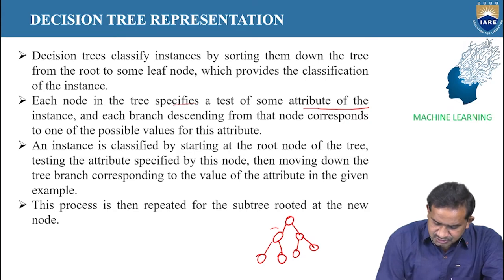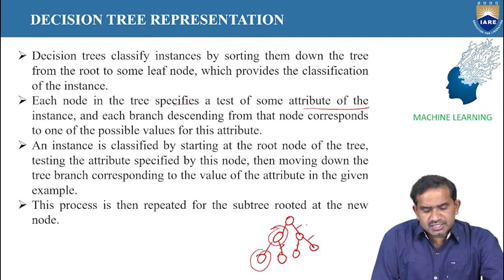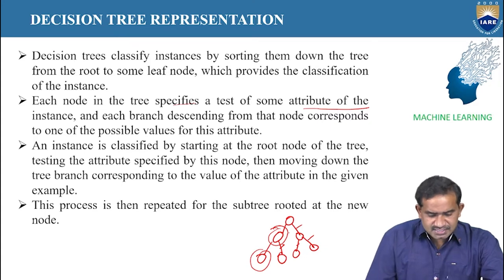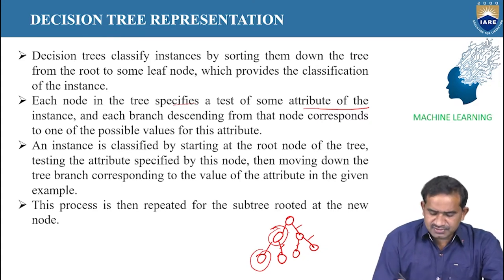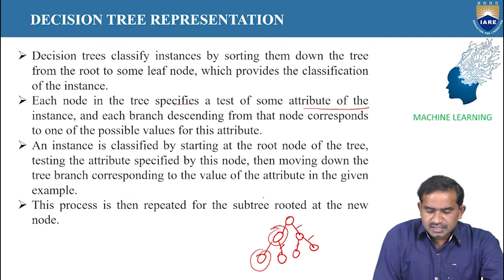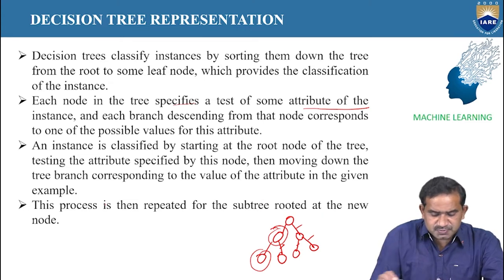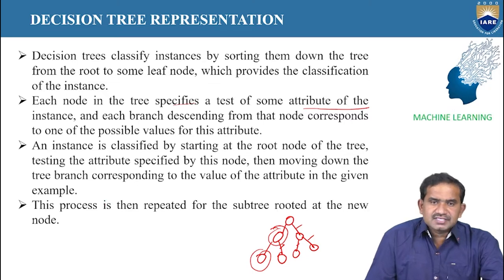It is a branch. For an instance, there are some possible branches; these are the branches. Each node in the tree specifies a set of attributes of the instance, and each branch descending from the node corresponds to one of the possible values for this attribute. An instance is classified by starting at the root node of the tree, testing the attribute specified by this node, then moving down the tree branch corresponding to the value of the attribute in the given example.